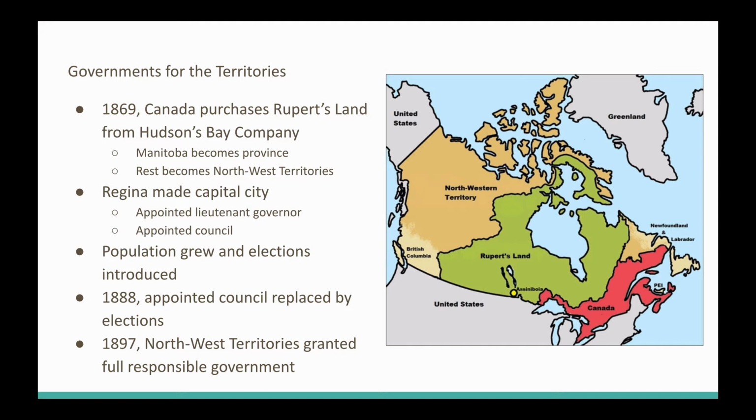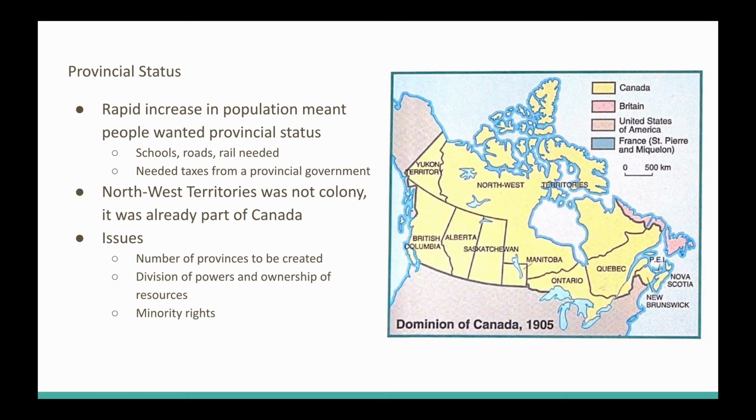This is bringing more people into the Northwest Territories. So now the people that are living there are like, hey, wait a second. We want more say in what is happening in our day-to-day lives. We want provincial status. We need schools. We need roads. We need rail. And let's be honest, the federal government is not providing those things, because schools, roads, things like that are not a federal power. That is a provincial power, which we learned in previous chapters.